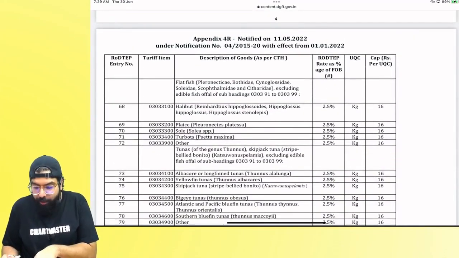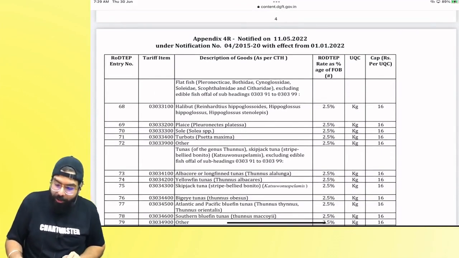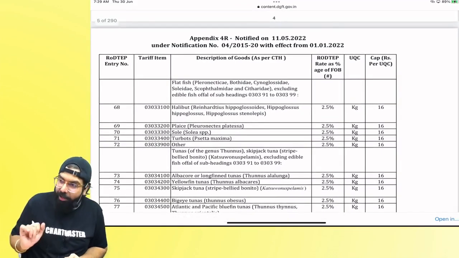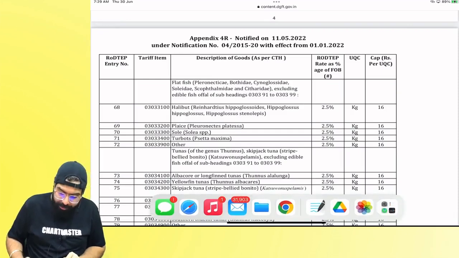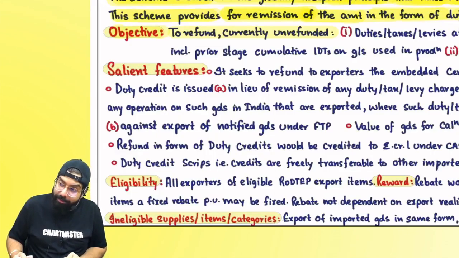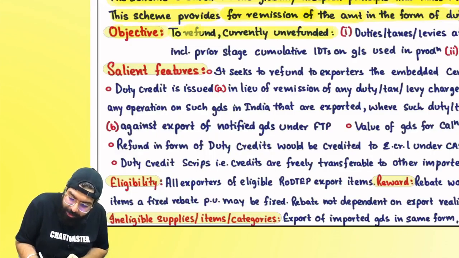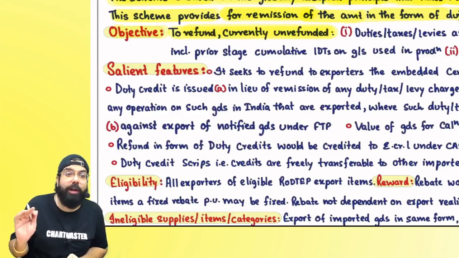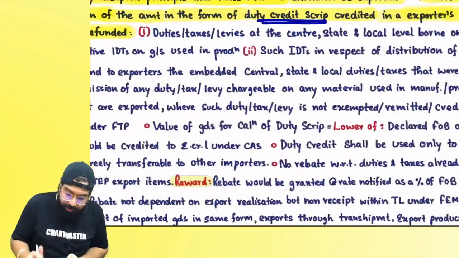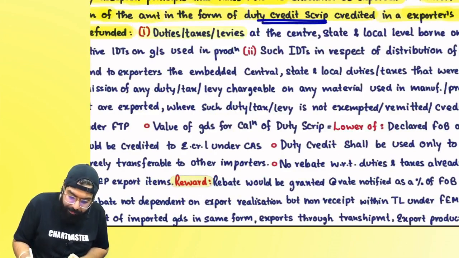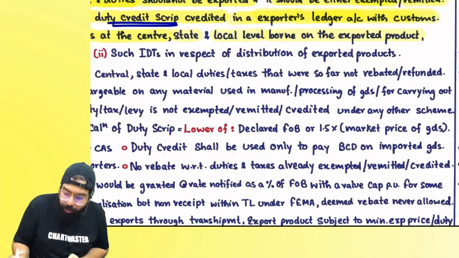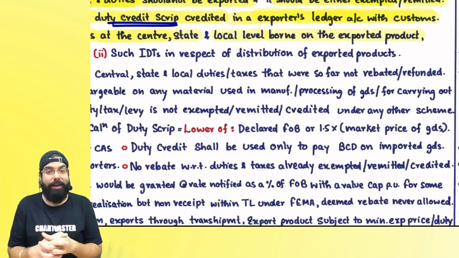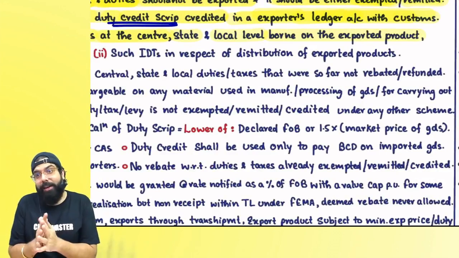2.5% per kg with a cap. That, sir, per kg you will fix how much? 16 rupees only. Can I go ahead, everyone? Next, otherwise people will again start cheating. To refund currently unrefunded taxes, the RODTEP scheme was introduced. Number one, duties and taxes levied at the center, state, and local levy borne on the exported product. Sir, these are the taxes which are levied. I am not getting a refund of it. Sir, please do something.